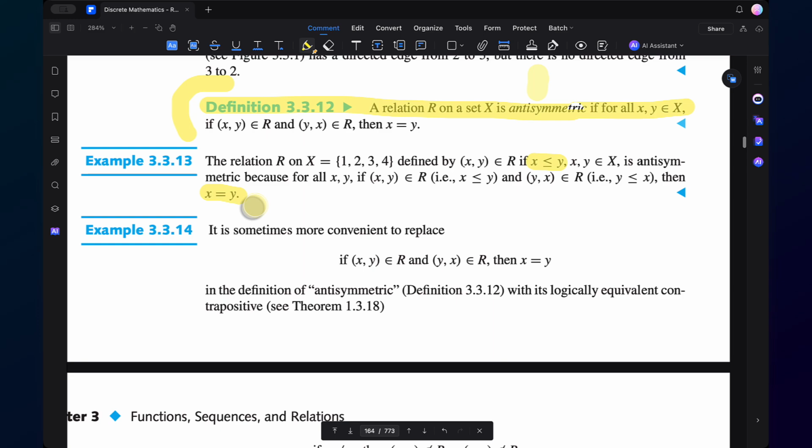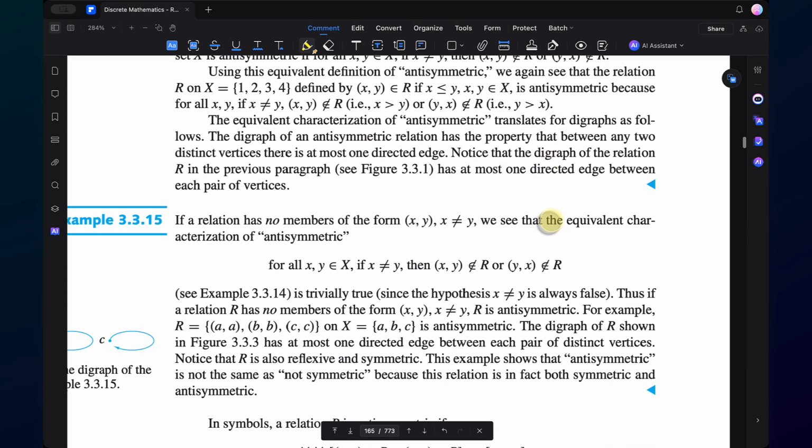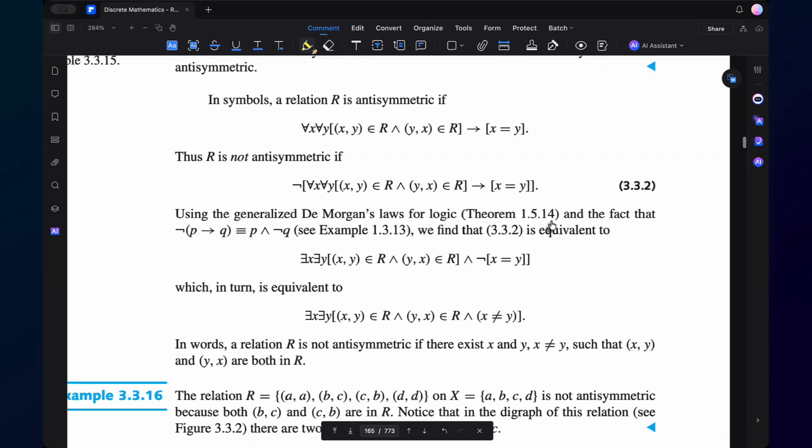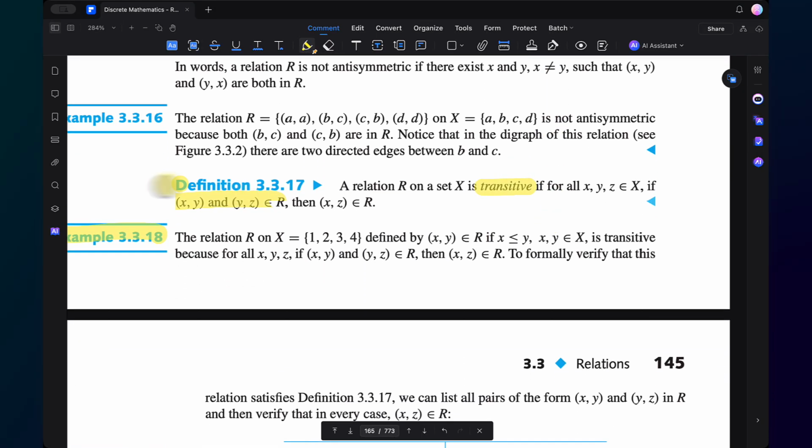This is antisymmetric because for all x and y, if (x, y) is in R, i.e. x is less than or equal to y, and (y, x) is in R, well, then the only way that happens is if they're equal, right? So this is an anti-symmetric relation. Let's see, what else do I want to talk about here? Mostly this is a bunch of definitions. This is a critically important one here.